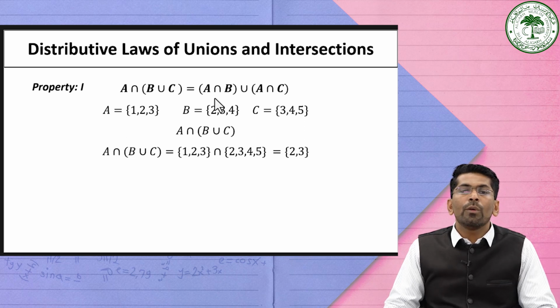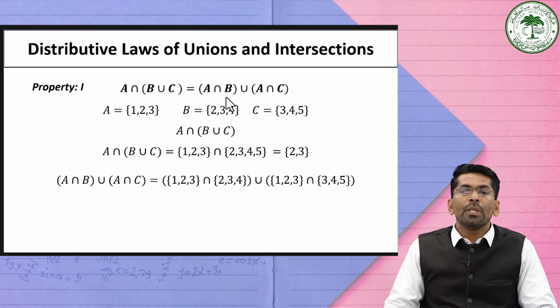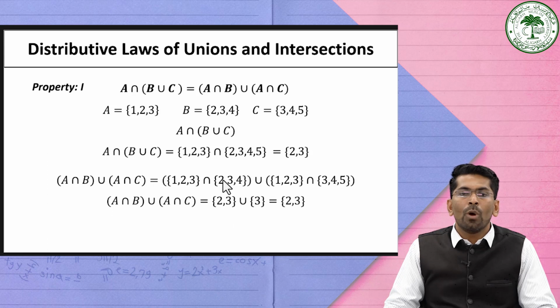Similarly, now we consider (A intersection B) union (A intersection C). Here A is {1, 2, 3}, B is {2, 3, 4}, and C is {3, 4, 5}. If you solve it, {1, 2, 3} intersection {2, 3, 4} is equal to {2, 3}, which are common here.